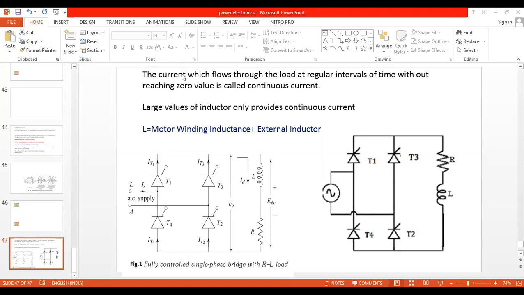If you see the different textbooks, they mention two different types of circuits for fully controlled converter. So anyone tell me the application of fully controlled converter? Fully controlled converter controls the speed of motor in how many directions? Anyone? In forward direction as well as in backward direction.